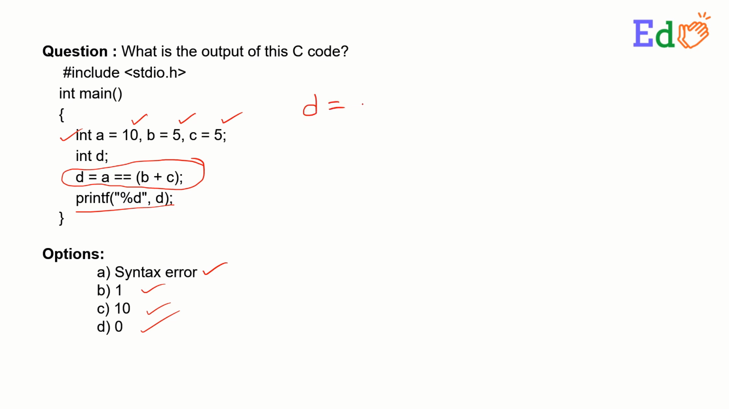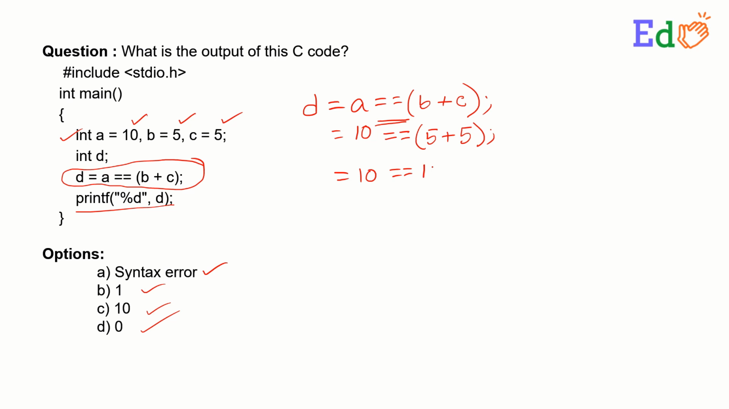D = A == B + C. Fine. So the double equal means it is the relational operator. Here, what is the value of A? That is 10. Then this relational operator, then B is 5 and C is also 5. So it is coming down.